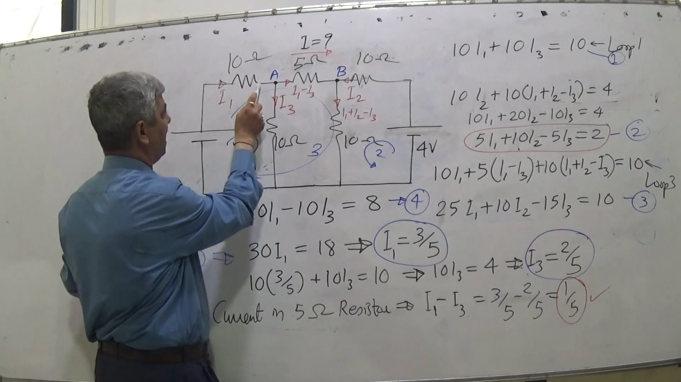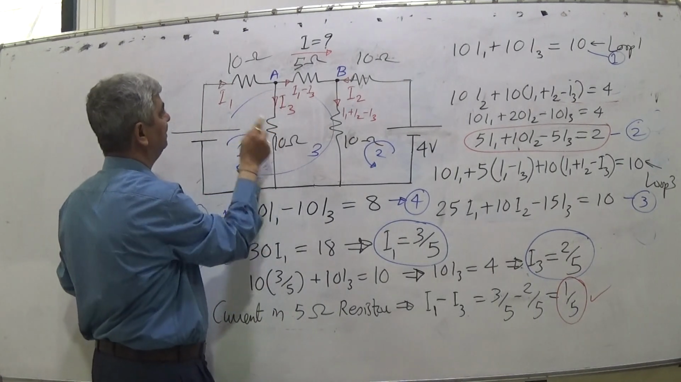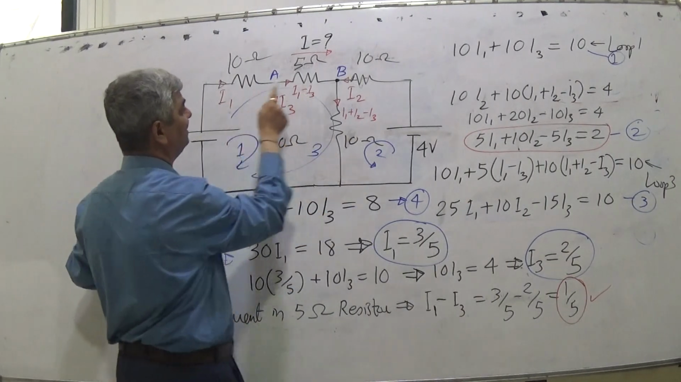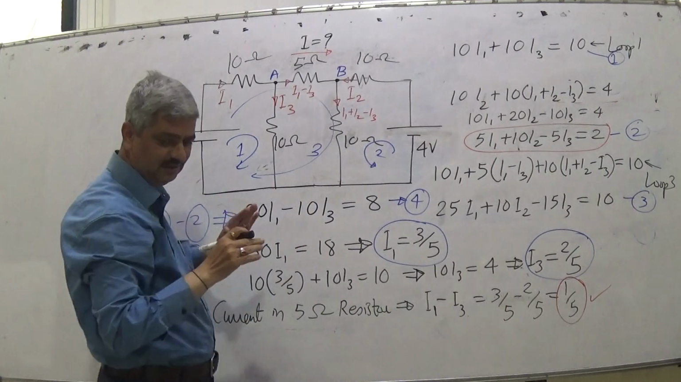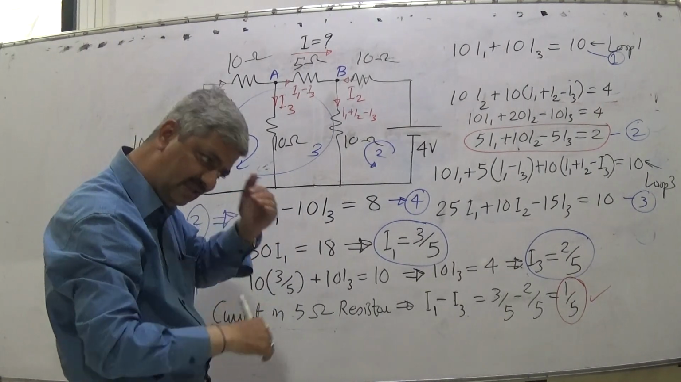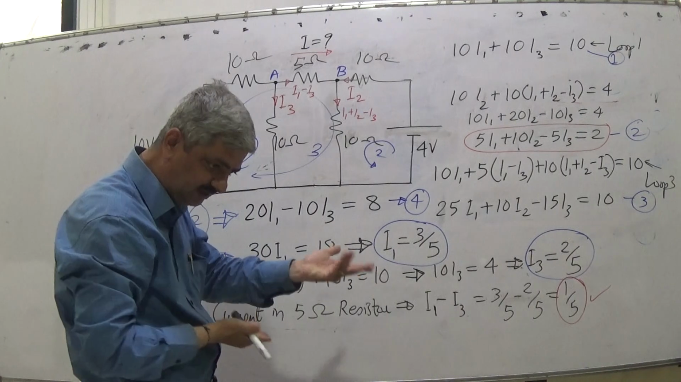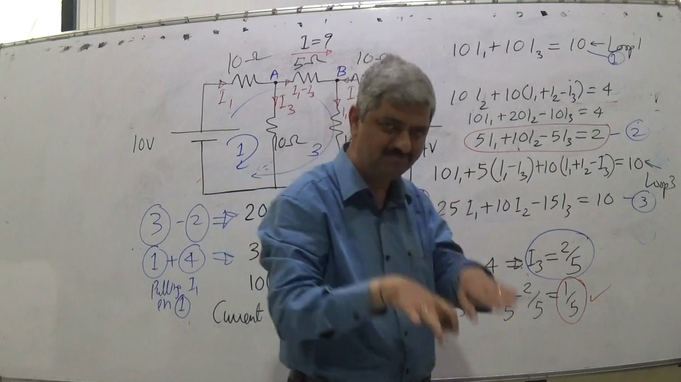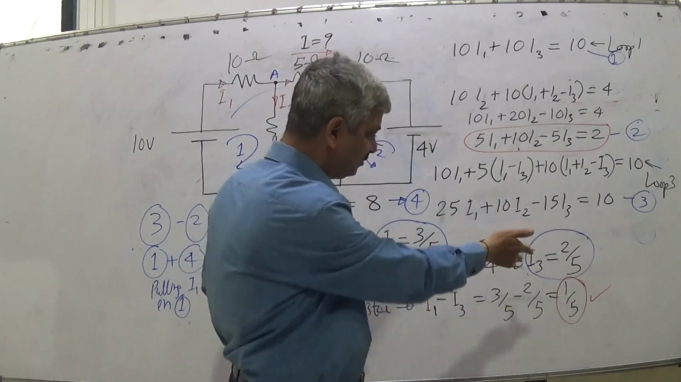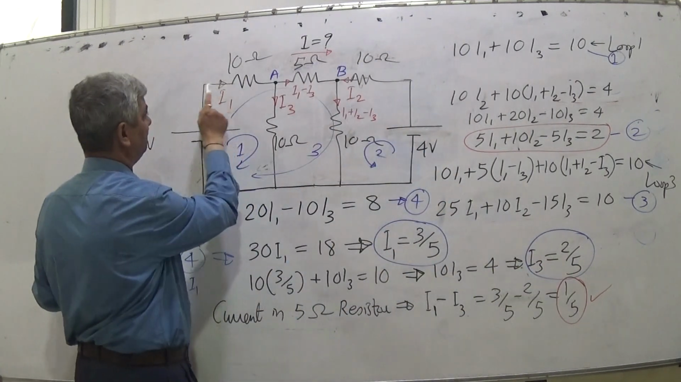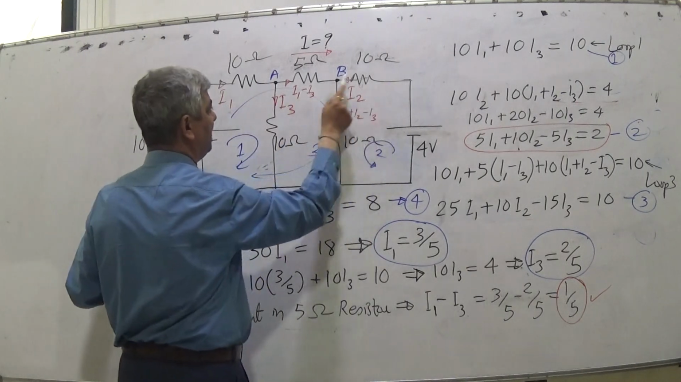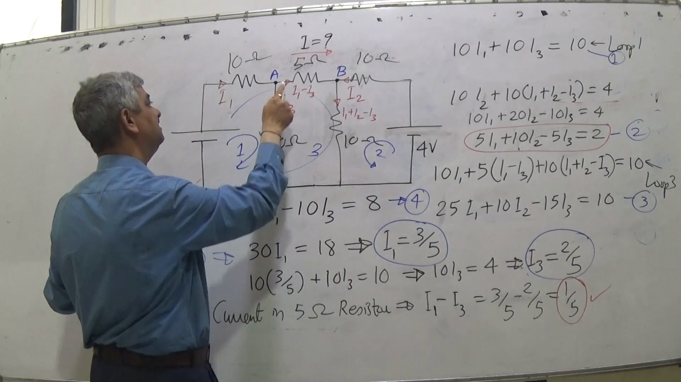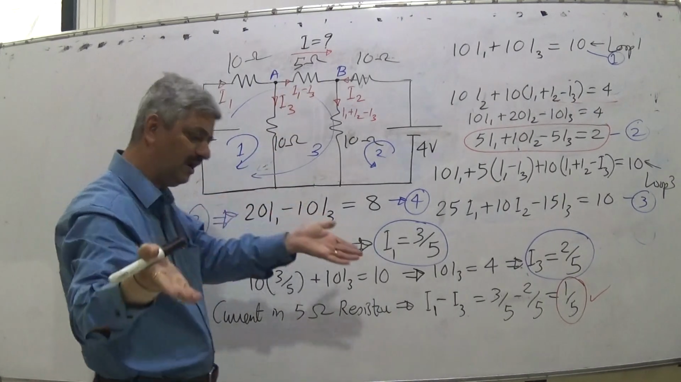So let this current be I1, let this be I2. We start in a conventional manner. You can assume any current and compute the remaining using KCL. I solved this example by one method. There can be multiple methods, and the answer should come the same. So let this current be I1, let this be I2, let this be I3. Now you can say that this current be I4. That way you can go anywhere.